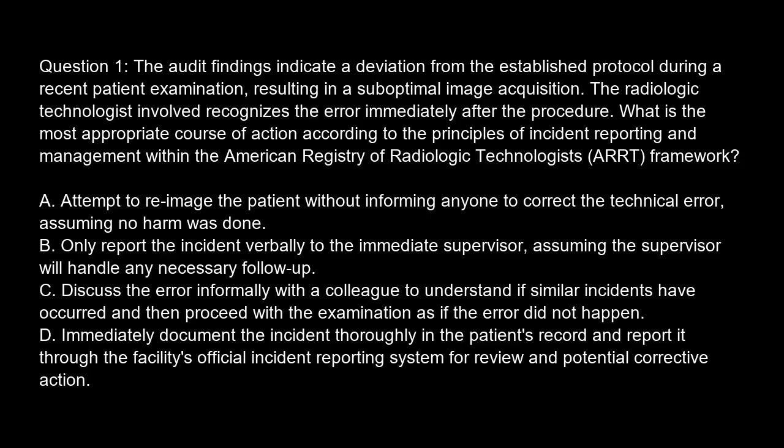Option A. Attempt to re-image the patient without informing anyone to correct the technical error, assuming no harm was done. Option B. Only report the incident verbally to the immediate supervisor, assuming the supervisor will handle any necessary follow-up. Option C. Discuss the error informally with a colleague to understand if similar incidents have occurred, and then proceed with the examination as if the error did not happen. Option D. Immediately document the incident thoroughly in the patient's record, and report it through the facility's official incident reporting system for review and potential corrective action.